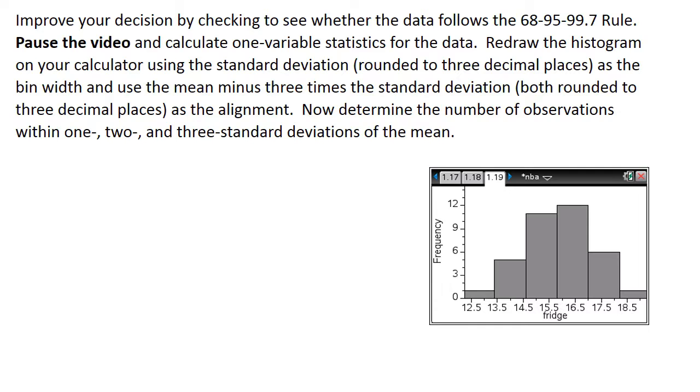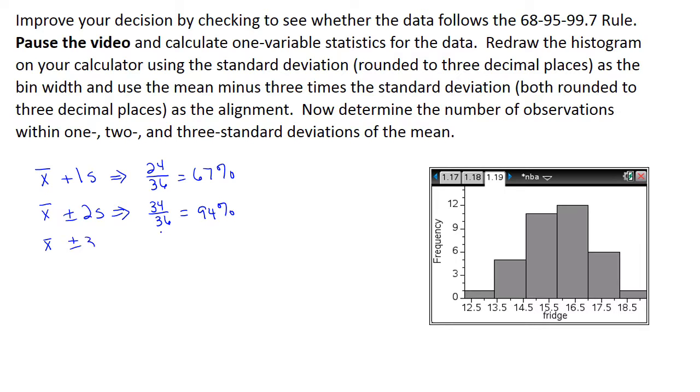So here's what my histogram looked like. And so I just put my cursor over each of those bars, and I found that within x bar plus or minus 1 sigma, there were 24 out of the 36 observations within 1 standard deviation. So that gives you about 67% of the observations in that range. And then if you look at x bar plus or minus 2s, I found that there were obviously the 24 that we already had plus 10 more. So that gave me 34 out of the 36 observations for 94%. And then if I looked at x bar plus or minus 3s, I actually found that all 36 of the observations were in this range for 100%.